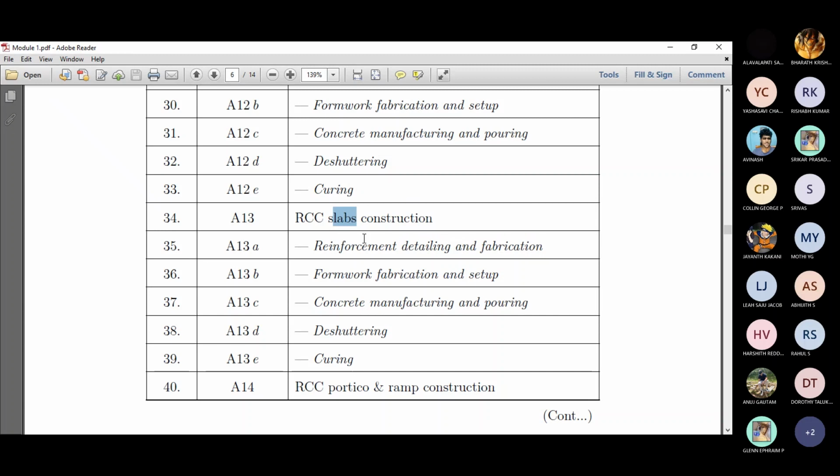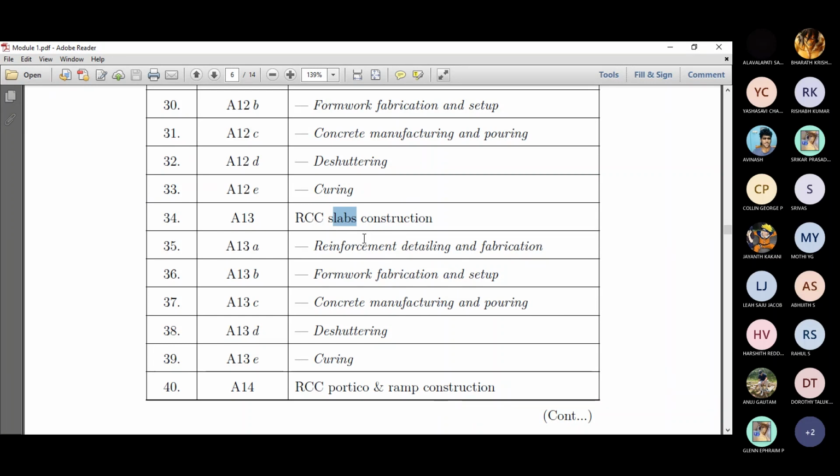So slab is considered to be the horizontal element, whereas beams can also be called horizontal members, but they are not as comprehensive as a slab, because beams are framed like stick elements, whereas slabs are plate elements. So there's a huge difference between them.